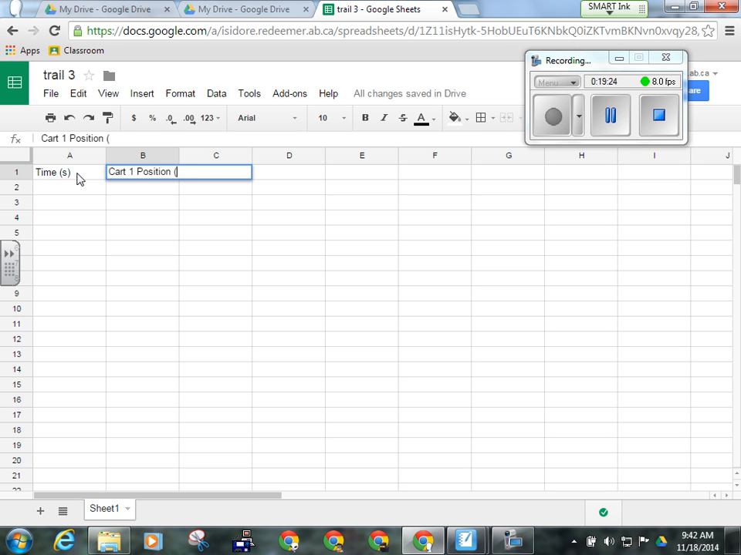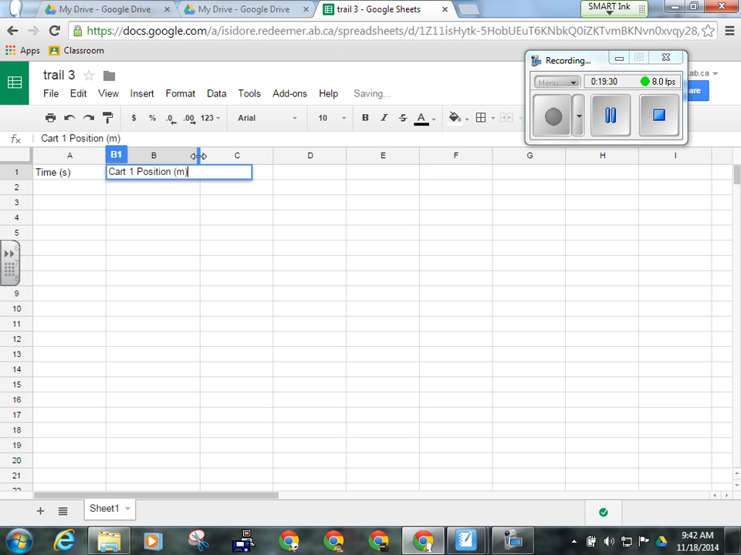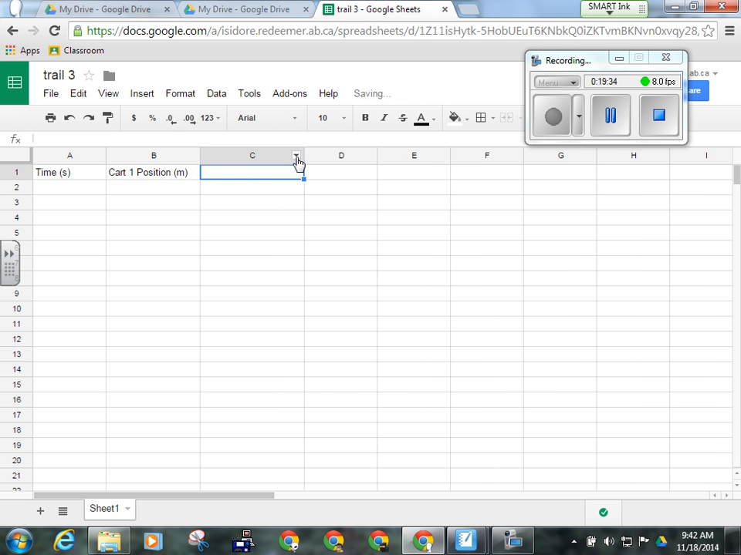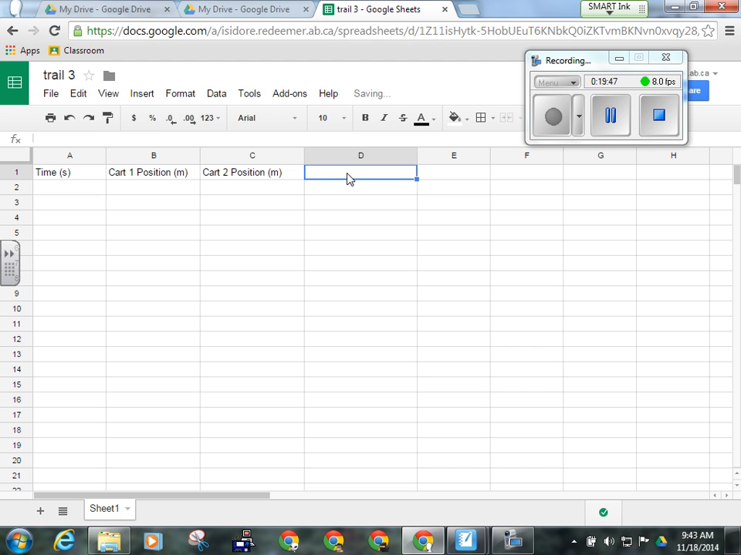Whoops, not big M, little m. Okay, and I'll just make that wide enough to include it and not have a 0 in it. Click in here, make this one a little bit wider as well. And we'll just call it cart 2. Position, that'll be in meters. And we'll just do a third one here, just to have 3.